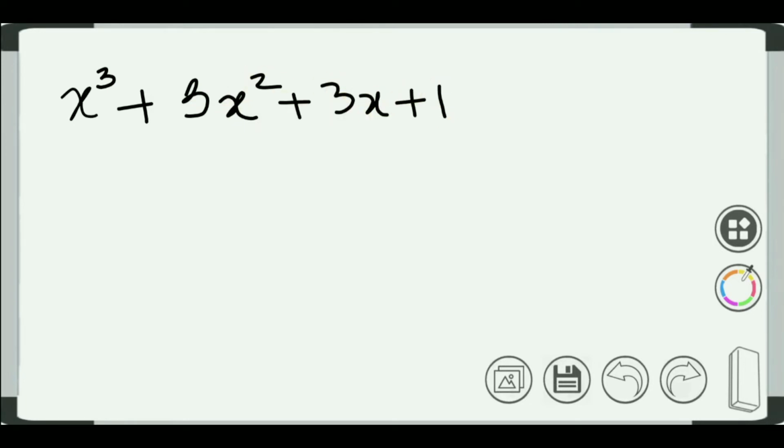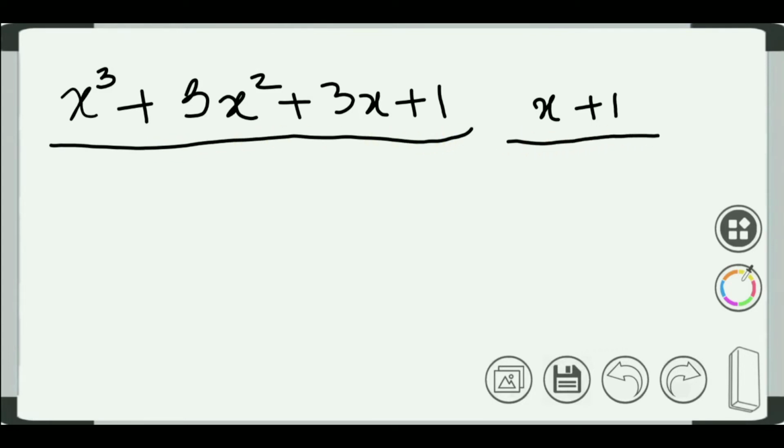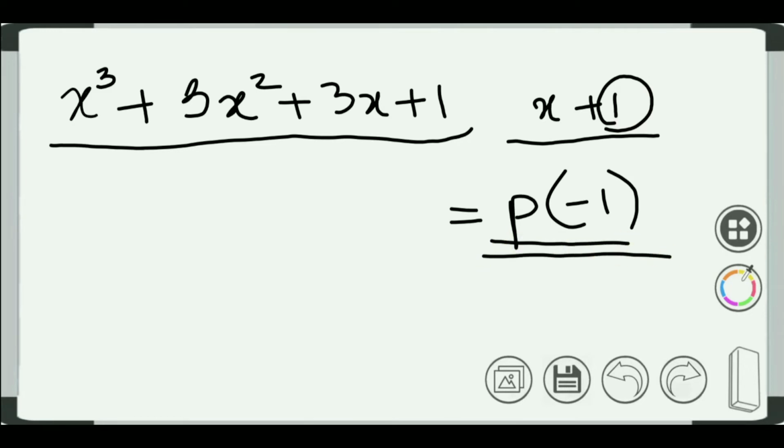Let's check it. Consider an example: x cube plus 3x square plus 3x plus 1 divided by x plus 1. You need to find what is the remainder when P of x, this polynomial, is divided by a linear polynomial x plus 1. So by remainder theorem, you know the remainder will be what? P of minus 1. How? Because this is x plus 1. You are dividing it by x plus 1. So the remainder will be P of minus 1.